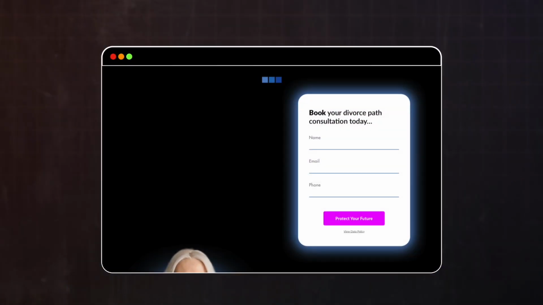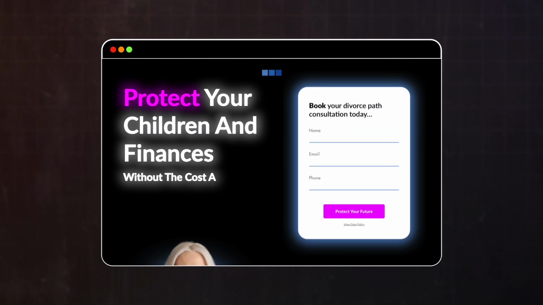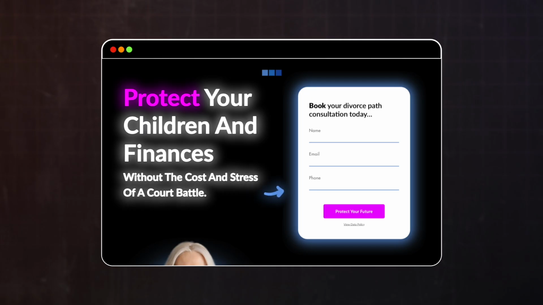Now, a good framework for a headline is how you can help them achieve the goal they want to achieve, but without the pain. So, for example, protect your children and finances without the cost and stress of a court battle. That's instantly way more compelling because it's about them, not you.